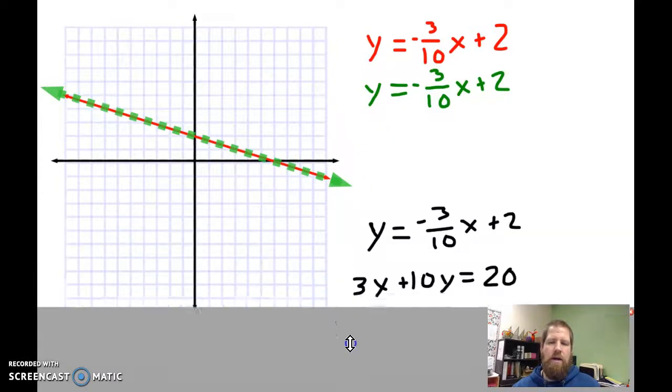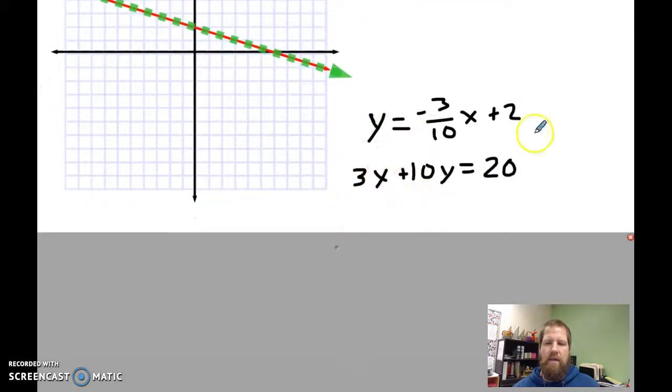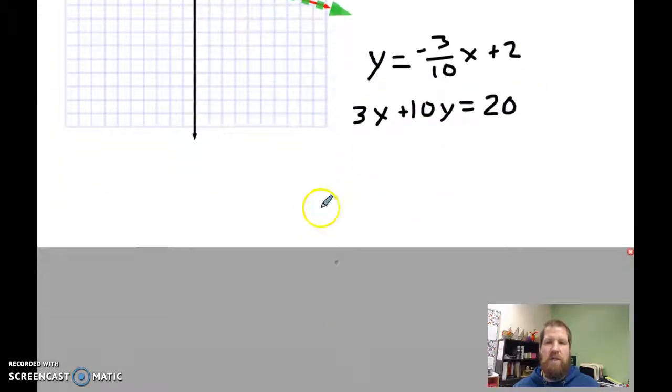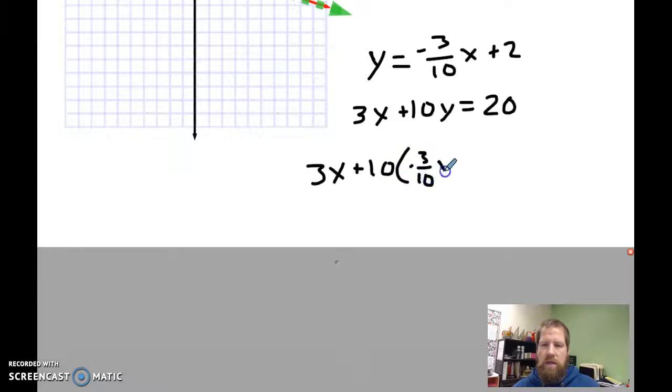But a lot of times, if we were looking at these two equations, unless we were specifically looking for it, we wouldn't be able to automatically say, oh yeah, those two are the same equations. So what we would probably do is say, okay, I've got my y isolated. I'm going to substitute this in. I'm going to have 3x plus 10 times negative 3/10 x plus 2 equals 20.